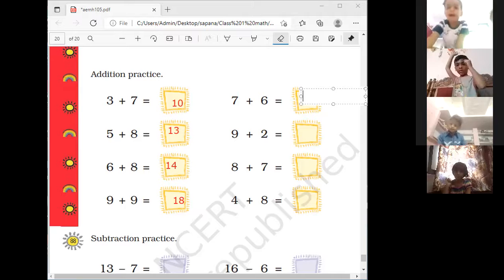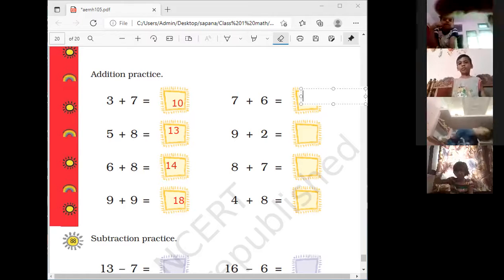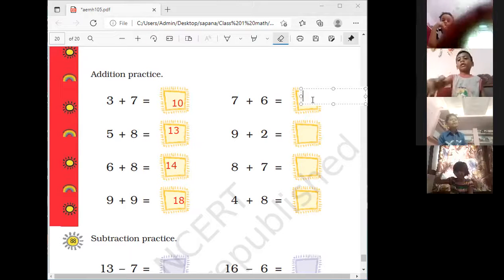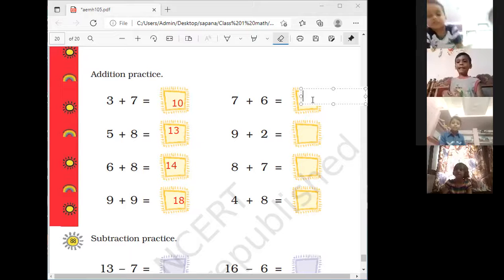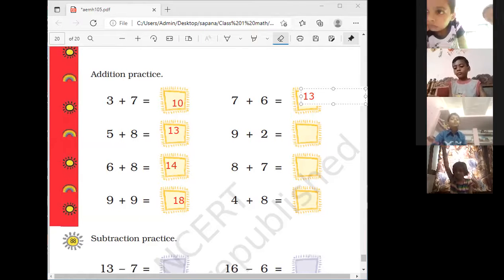Shreyas, give me the answer. 13. Very good. 7 plus 6 is equal to 13. Very good, Shreyas. Now 9 plus 2 is equal to, who gives me the answer? Raise your hand. Okay, Anvi, give me the answer.